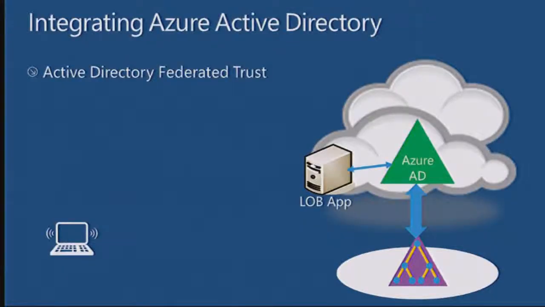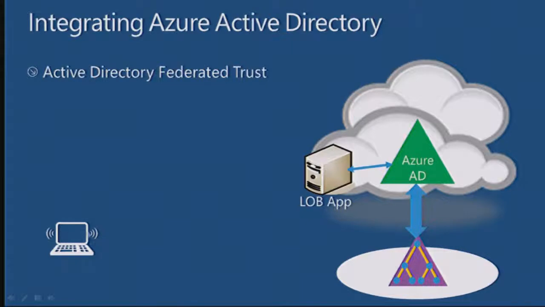So Active Directory Federated Trust is what we're talking about. And what you need for this is your own Active Directory. In your own Active Directory, you'll have an Active Directory Federation server running. At that point, you'll set up a federation trust between Active Directory and the Azure Active Directory. And you'll have your line of business application connected to your Azure Active Directory.